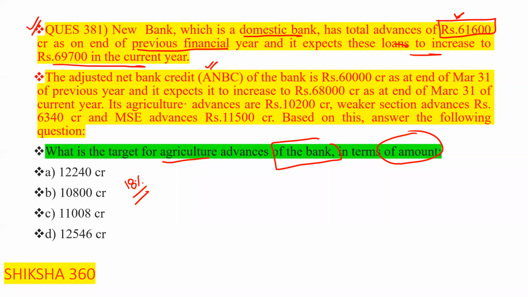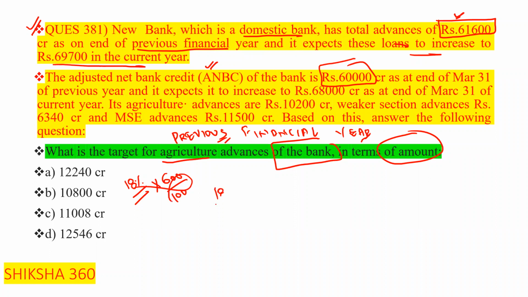One thing please remember, these targets are to be calculated on the value of the previous financial year. Clear? 18% of ANBC, and these targets are calculated on the value of the previous financial year, not on the current financial year. So here the value of the previous financial year is 60,000 crore. 18% of 60,000 crore.